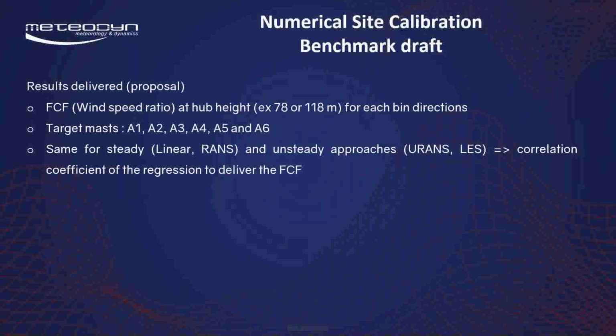So as you know, in the numerical approach, we have some steady approach, linear RANS, or unsteady approach. This is URANS or LES. And the result cannot be compared with RANS because there is some unsteady wind speed. So we suggest to compare the approach with the correlation coefficient of the regression in order to deliver the flow correction factor as defined in the 12-1 standard.